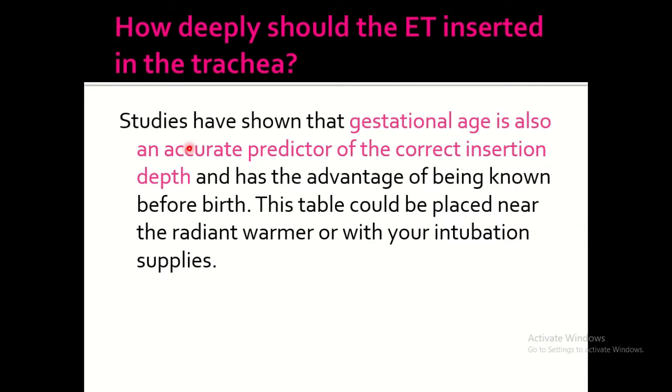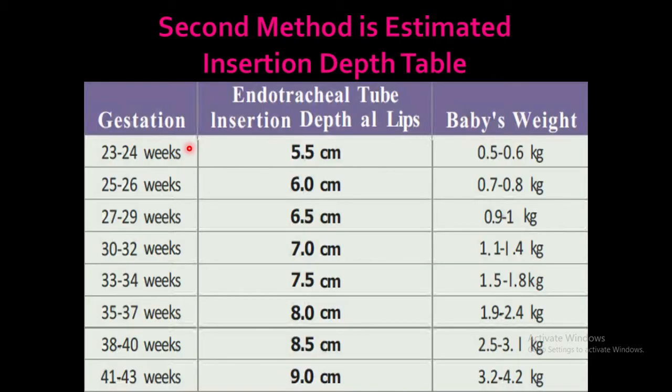Also, as we said, we can use it before or after the insertion to adjust the depth. The second method is according to the gestational age, which is an accurate predictor of the correct insertion, and it also has the benefit that it is known before the birth. This table should be placed next to the radiant warmer. As we say, it provides the endotracheal tube insertion depth at the border of the lips, according to the gestational age and the baby's weight.